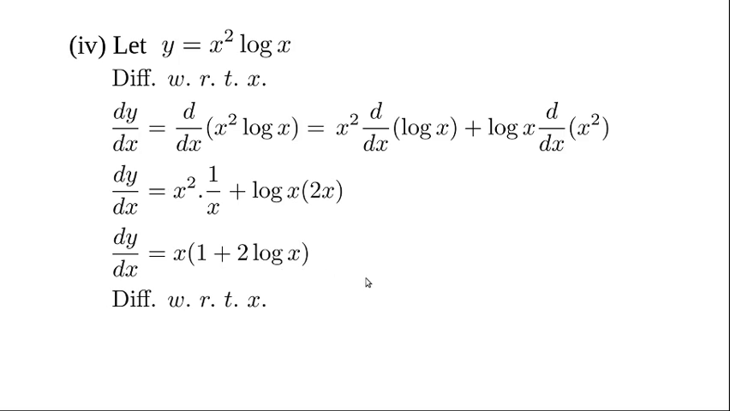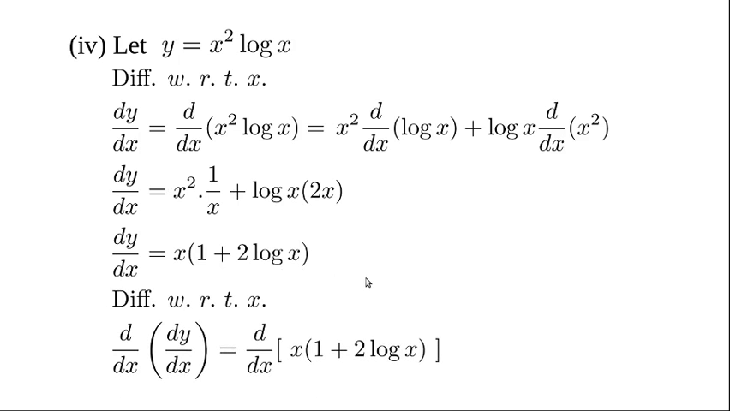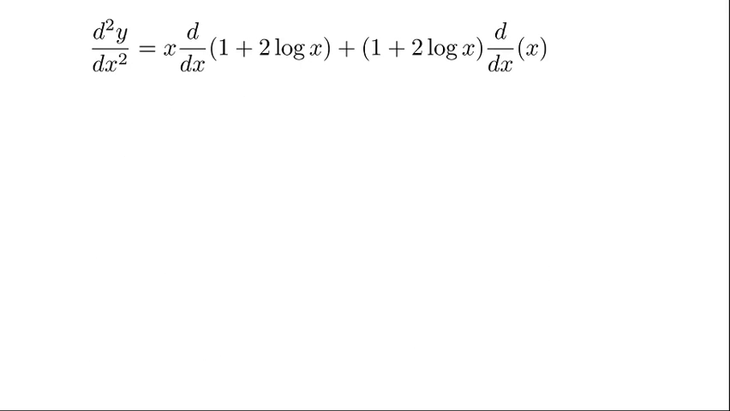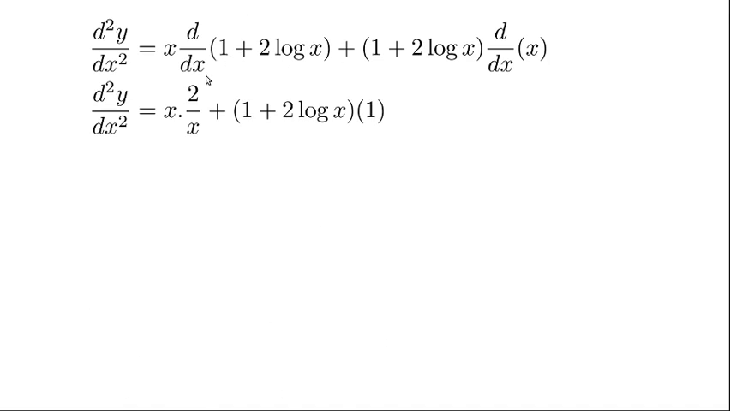So again differentiate with respect to x. Again we apply product rule. d by dx of dy by dx equal to d by dx of x into bracket 1 plus 2 log x. So d square y by dx square equal to x into derivative of 1 plus 2 log x plus 1 plus 2 log x into derivative of x. And the derivative of 1 is 0 and derivative of 2 log x is 2 by x. And here the derivative of x is 1. So here x gets cancelled and we get d square y by dx square equal to 3 plus 2 log x.